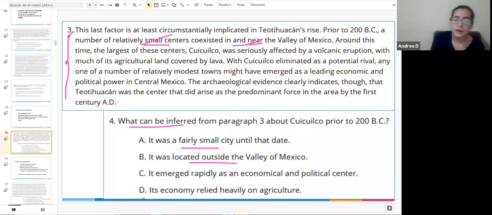So the main idea of this paragraph is to explain how Cuicuilco was eliminated as a rival, right, to Teotihuacan. And that is explained with the volcanic eruption, with the agricultural land being covered. So it is probably going to be related to that. So its economy relied heavily on agriculture. That's kind of the information that's missing, you know, that you can infer from this paragraph. So I don't know if it makes sense. That's it. You guys understand why D is the right one?